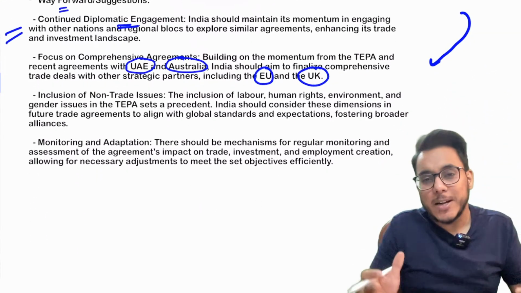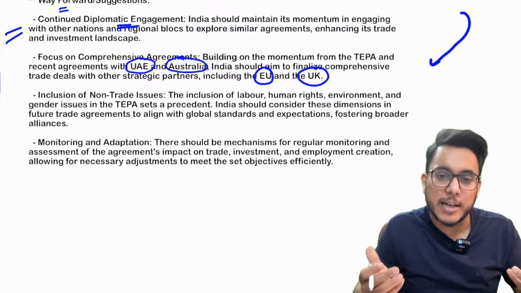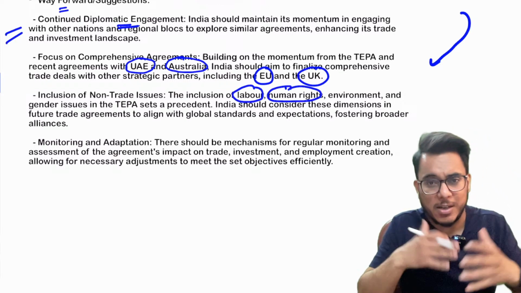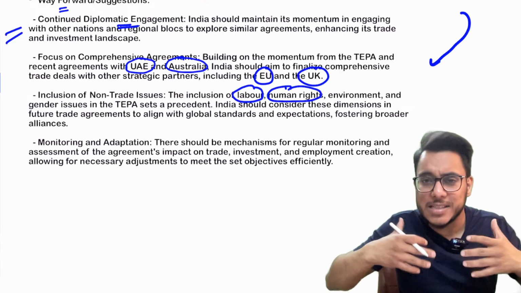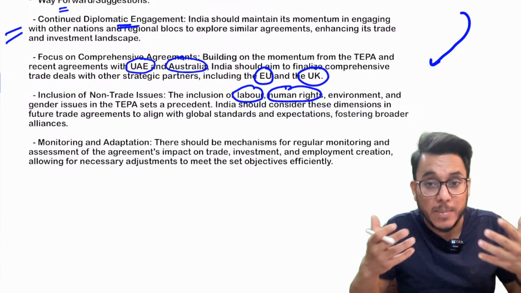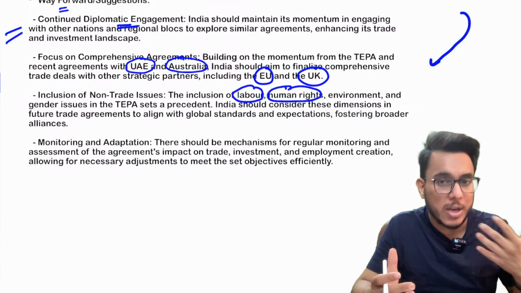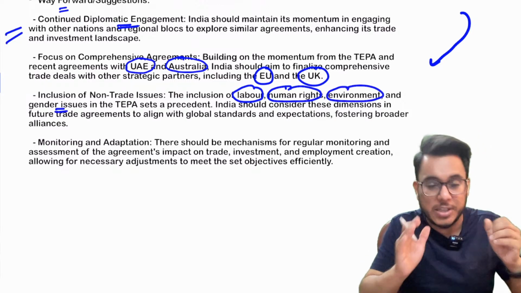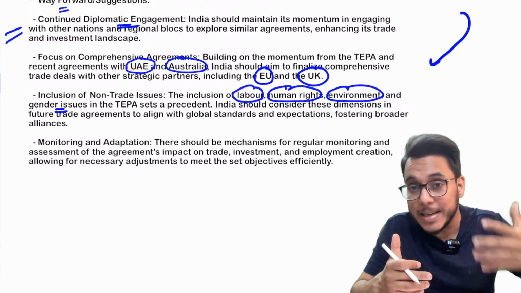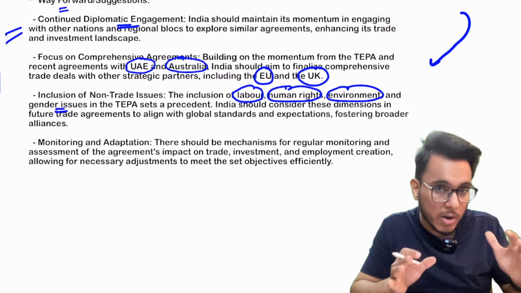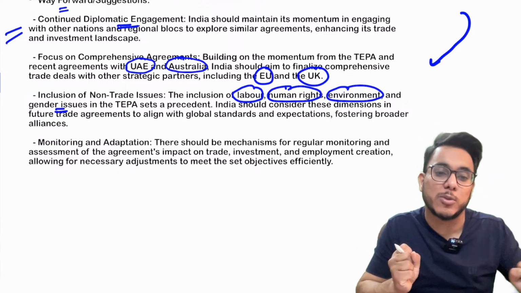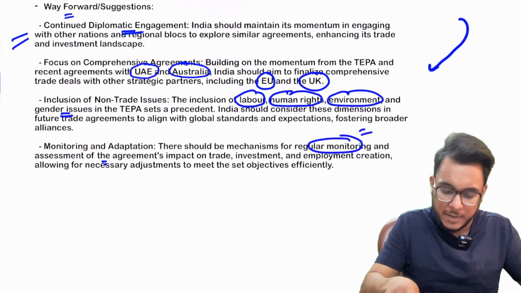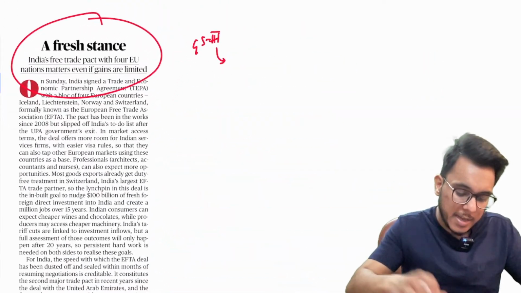Then in this free trade agreement, many non-trade issues have also been taken up, for example labor reforms and human rights violations. As trade increases, there is a possibility that many times the laborers' human rights are not respected. So human rights should not be violated, environmental violations should not be there, and gender issues should be addressed in the respective countries. These things have been taken up in this TEPA agreement. This is good, and we need to continue it in the other FTAs we sign with other countries. Then there should also be mechanisms for regular monitoring and assessment, which we have already discussed. So this is all about this article, GS paper number 3.